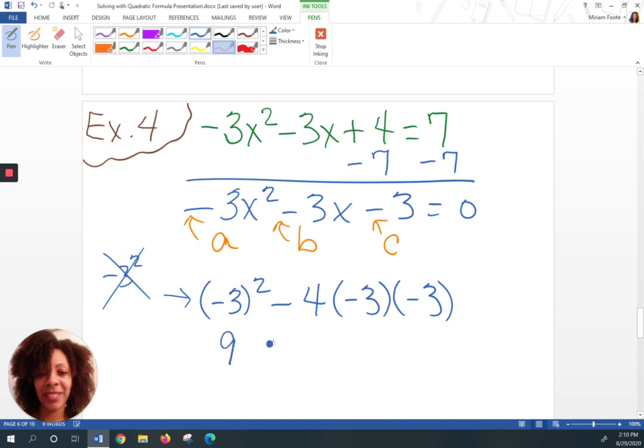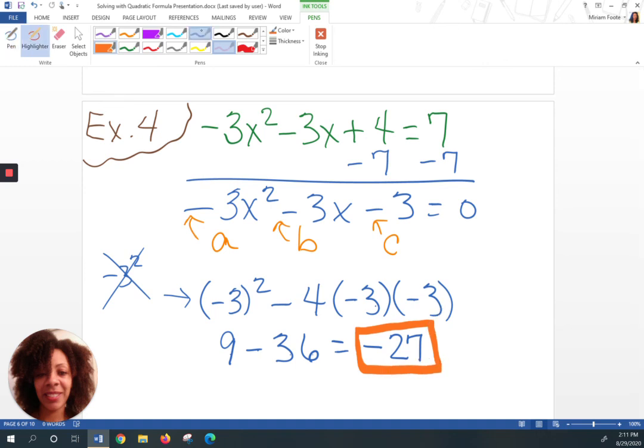9, and then negative 4 times negative 3 is positive 12. Positive 12 times negative 3 is negative 36. I can clearly see that I am going to have a negative answer because negative 36 absolute value is bigger than positive 9. So 9 minus 36 leaves me with negative 27. So if I am asked, what's my discriminant? This is my discriminant. If I am asked, well, what is the number and the type?